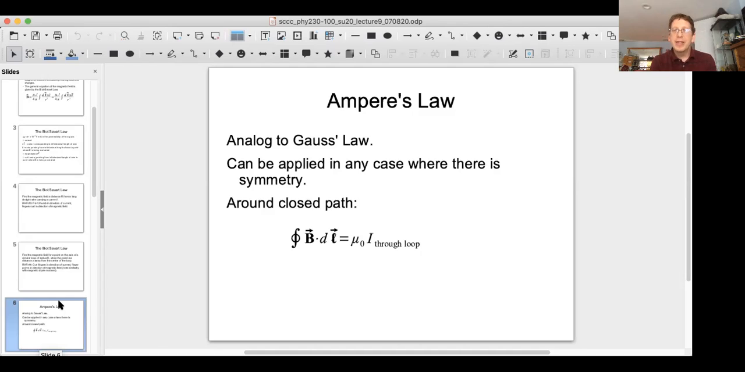So the basic presentation of Ampere's law is that the closed path integral. Remember, Gauss's law involved a closed surface. Ampere's law involves a closed path. So you're taking the dot product of B and dL across a closed path, and that's equal to mu naught times I, which is the current that crosses through the plane of that closed path.